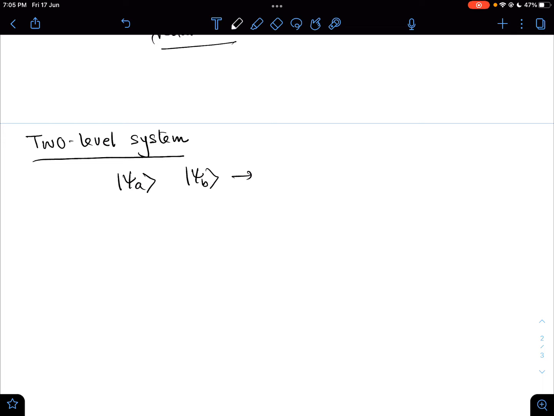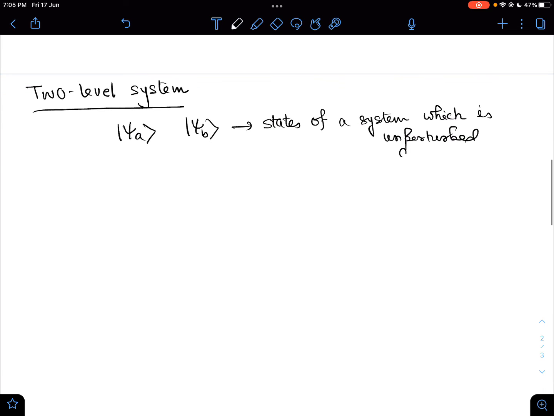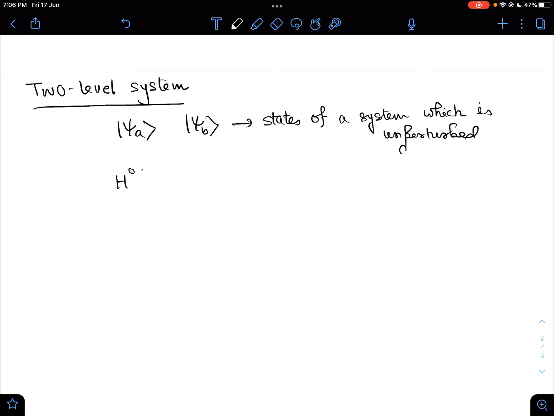These are states of a system which is unperturbed. Now, if our unperturbed Hamiltonian is H0, then H0 psi A will give us the energy value corresponding to the state psi A, and H0 psi B will give us the energy value corresponding to the state psi B.